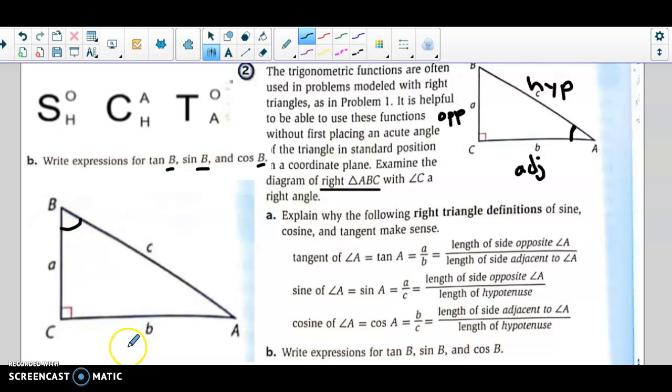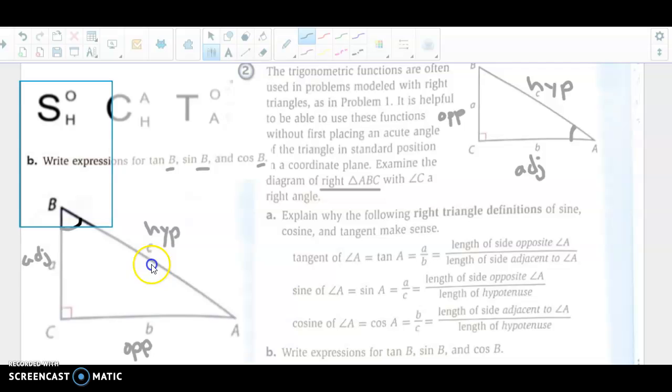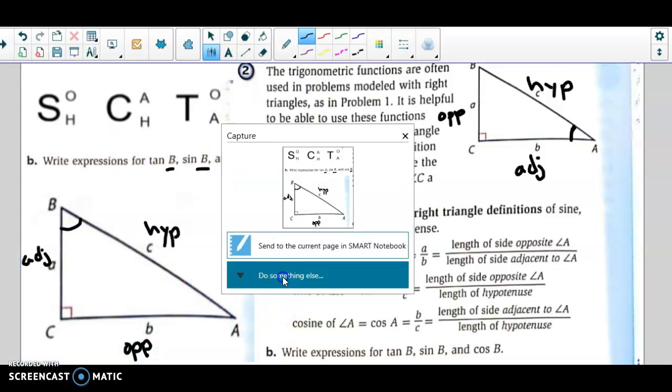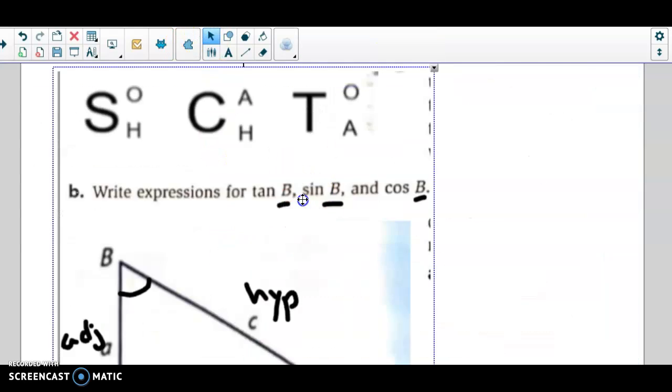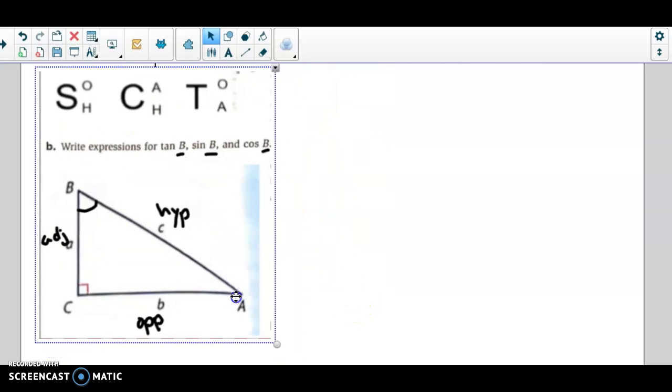Now on the other side, our opposite side is now B. You guys see that? And our adjacent side, our next to side, is A. And our hypotenuse is still always the longest side. So when we go to find our sine, cosine, or tangent of B, that's what we're going to be using. So I'm going to send this to a new page. Let me just make this the right size. Okay, there we go.